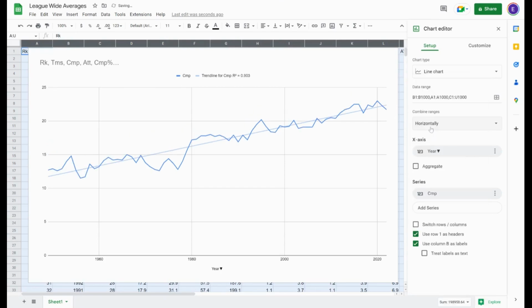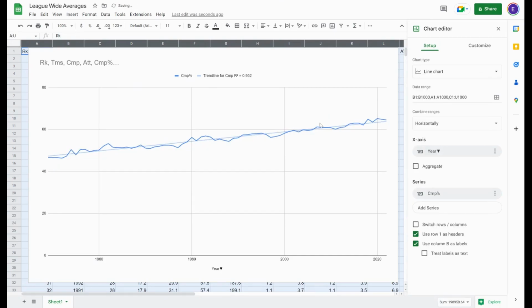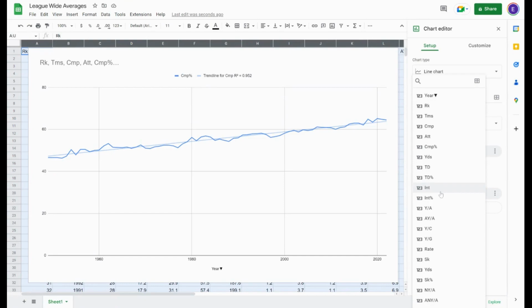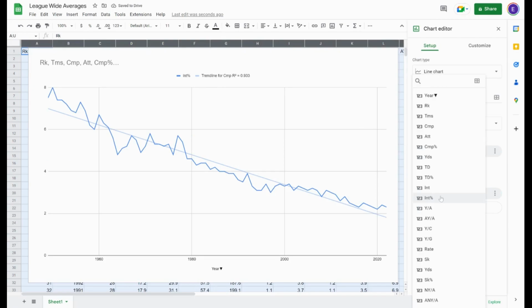Kind of the same thing for completions. It's basically been going up over time. Completion percentage, as I showed before, is probably the one that's strongest. It's gone up almost every single year since the start of the league, and you can see the R squared is 0.952, which is very, very strong. Interception percentage has been going down kind of in the opposite direction, and most of the stuff is basically what you would expect. Teams have been getting better at throwing, and it's been harder on defenses.